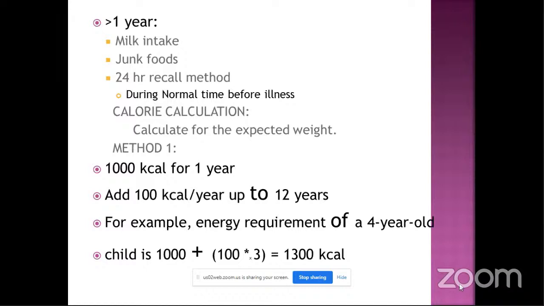So it will be 1000 kilocalorie plus 1000 into 3. That is, already 1 year is over, and for the remaining 3 years we are multiplying with 100, which will give you 1300 kilocalorie.